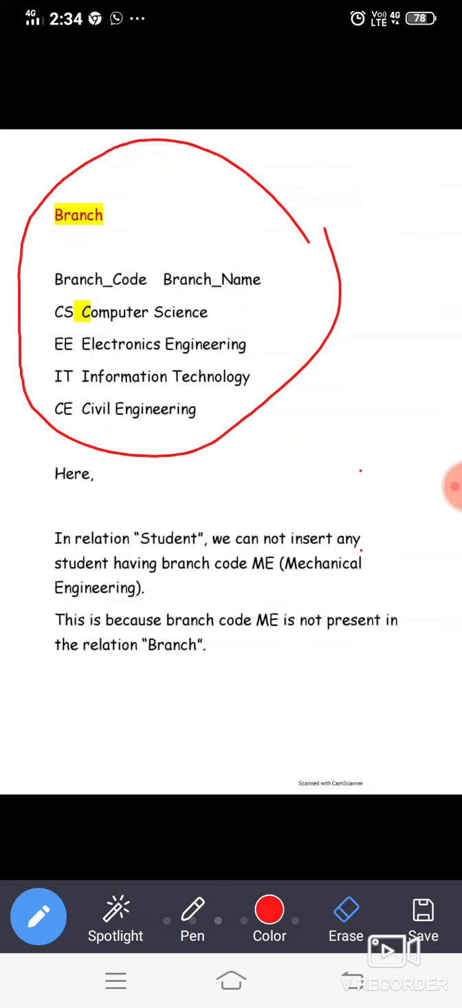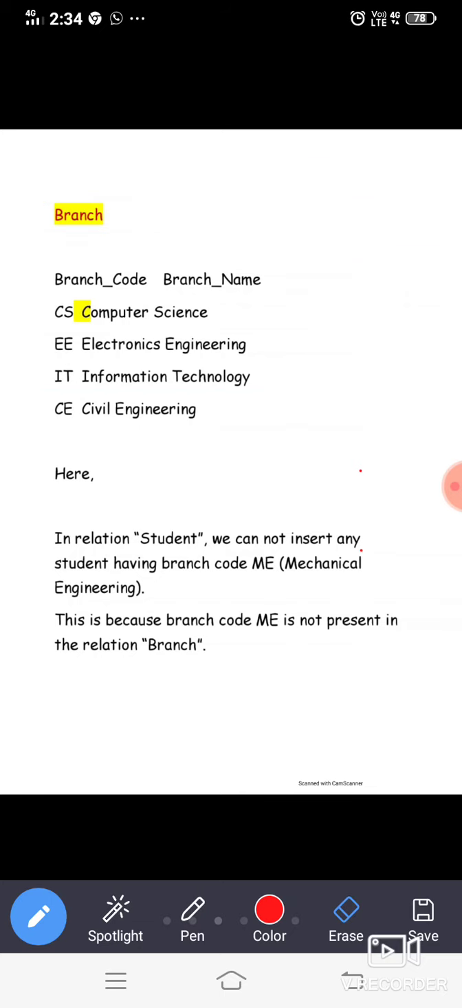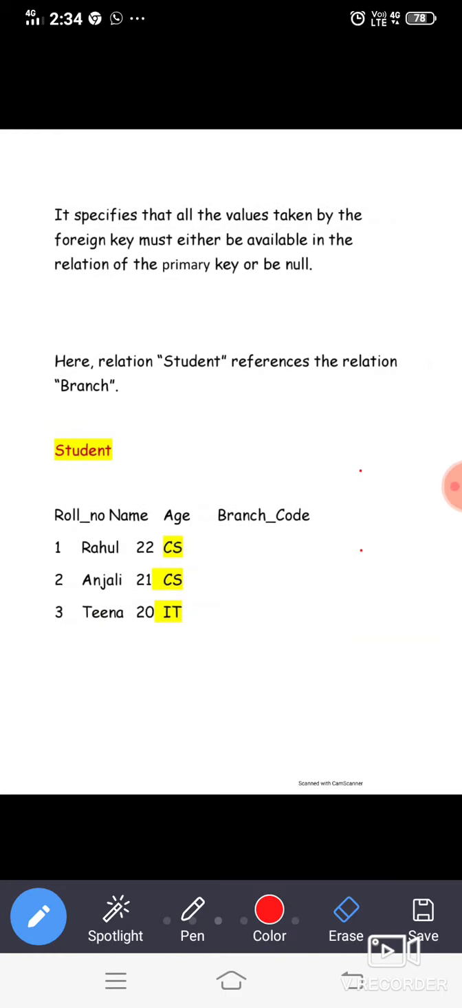And we are going to link up the first table to the second table in order to find out the branch names based on the branch codes. So this is a valid example, there is no problem.